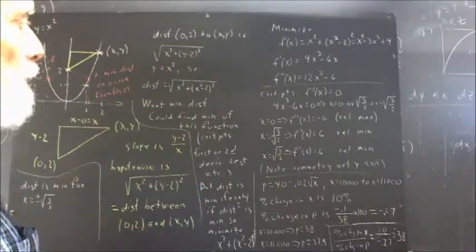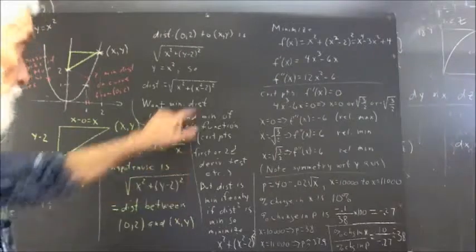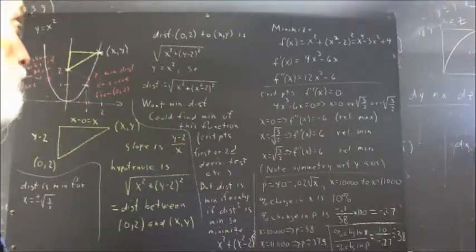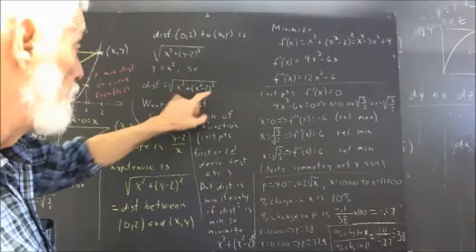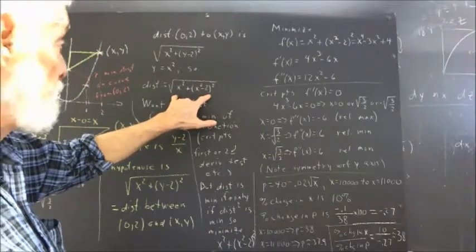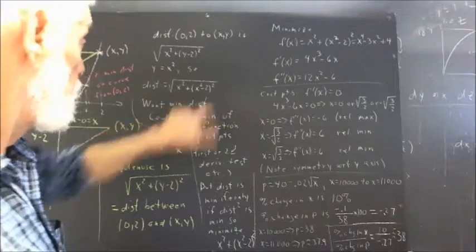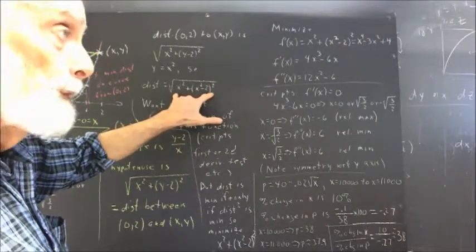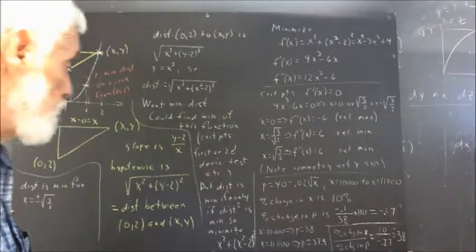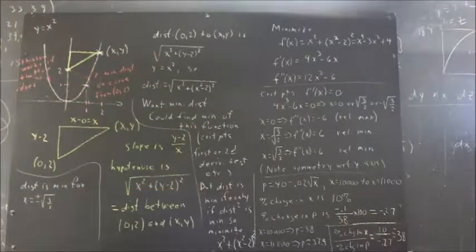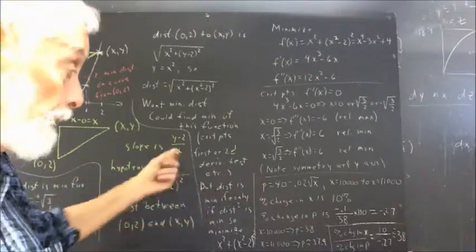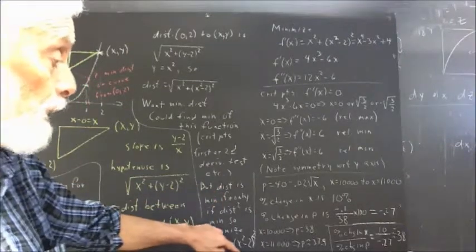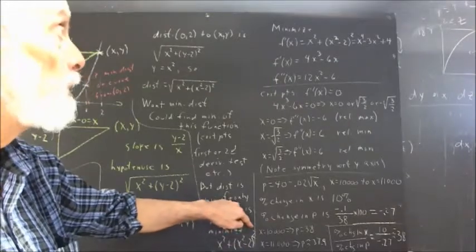If we just got rid of the square root, we could minimize that expression much more easily, and that's going to work fine because what's under the square root is always positive. For any x value, this is going to be positive. And if we minimize what's inside, we minimize its square root. So, distance is minimum if and only if the distance squared is minimum. So we minimize x squared plus quantity x squared minus 2 squared.